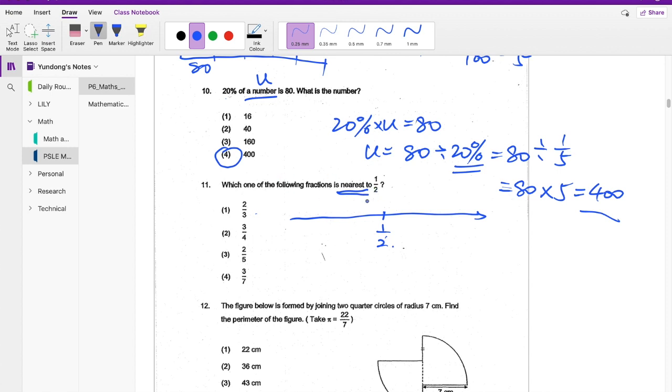Let's see. Firstly, in order to compare, we need to use a least common multiple to turn them to the same denominator. So here we see 2, 3, 4, 5, 7. Their least common multiple would be, 4 already includes 2, so we remove this one. Then we can calculate.